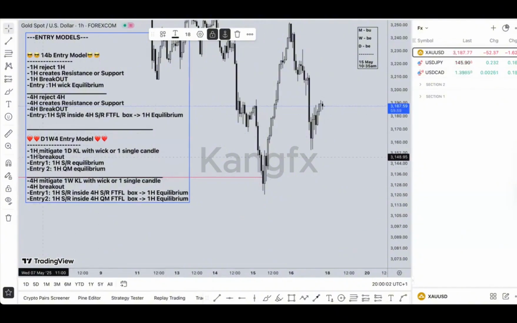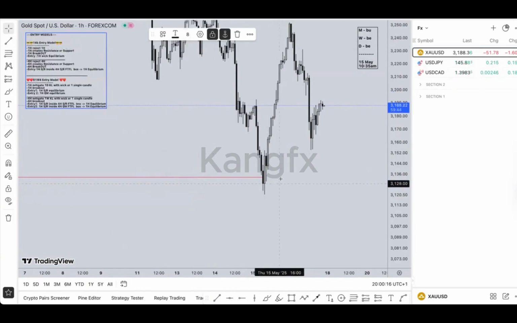And what did the rule say? The rule said 1 hour mitigates a 1 day key level with a wick or one single candle. And this is just one single candle that broke it, and that one came up. So that rule is fulfilled here.